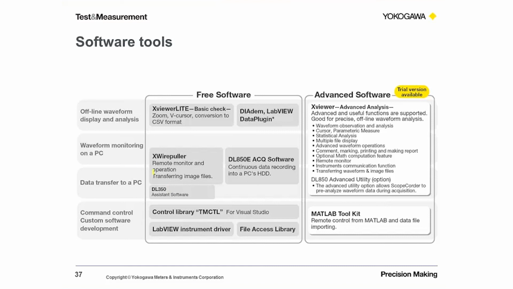We then have various other tools for simple monitoring purposes, for remote monitoring and operation, transferring image files. Within our products, we also have a web server. Even the DL350 has a web server. So if you connect it using the Ethernet interface, we can also see the screen of the DL350 on your PC, and you can press the start and stop buttons to actually start and stop the acquisition. So if you want to use it in a remote area, in your office you can monitor what's happening on the ScopeCorder remotely on your PC.